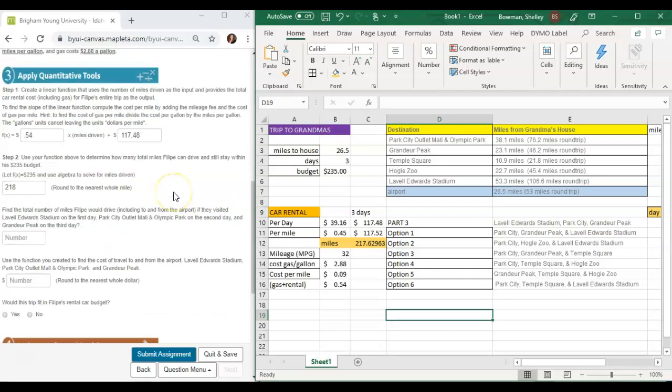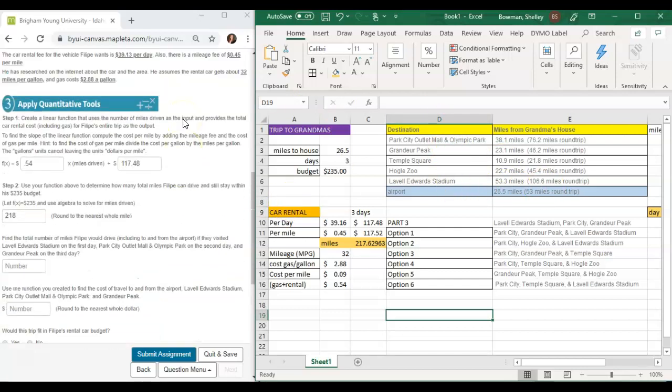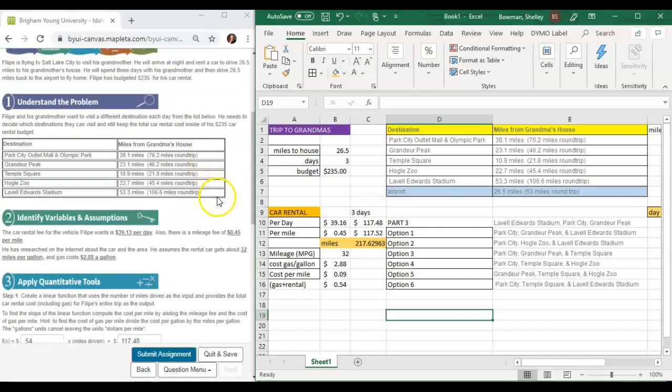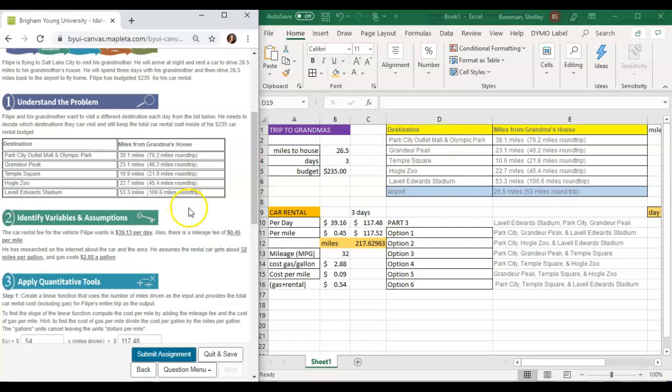Okay, the next part. Find the total number of miles Philippe would drive, including to and from the airport, if they visited LaVelle Edwards Stadium on the first day, Park City Outlet Mall and Olympic Park on the second day, and Grandeur Peak on the third day. You'll notice over here I have this all copied in, and I'll show you how I did that. If you want to create your own spreadsheet, I just copied this, Control C to copy, and came over here and did Control V to paste.